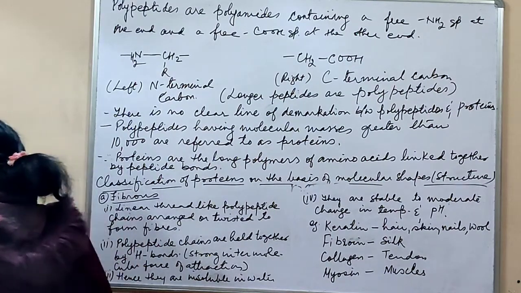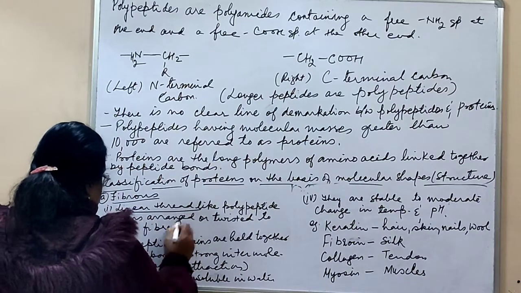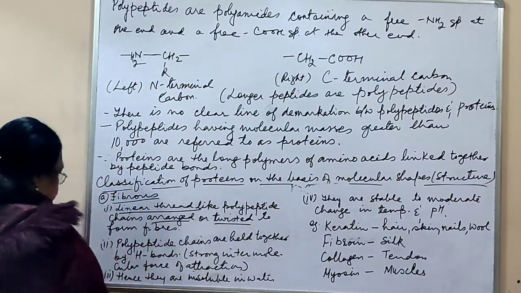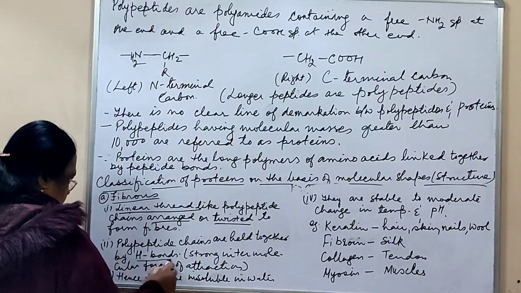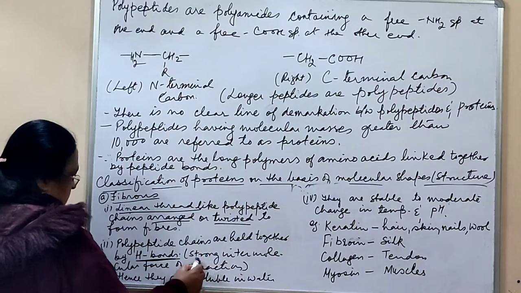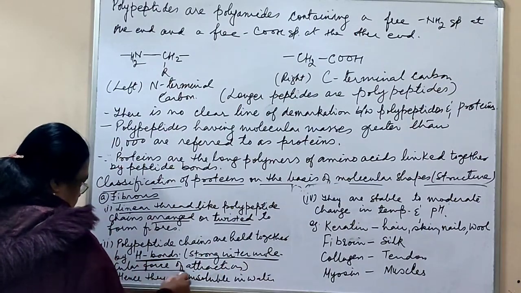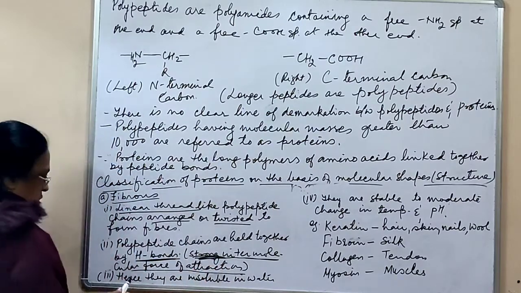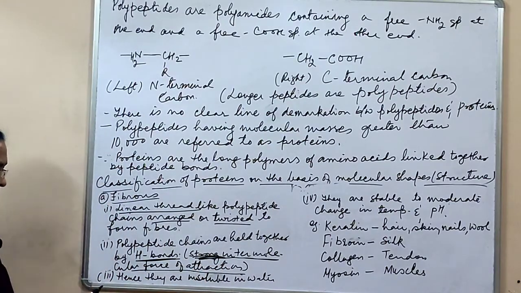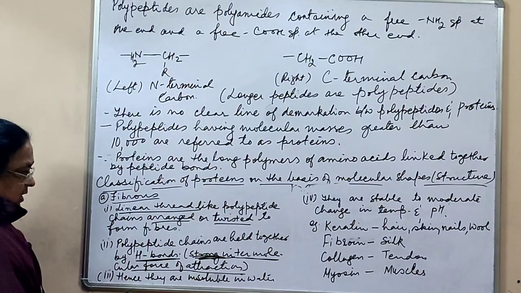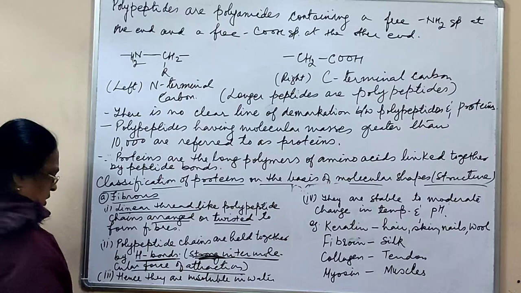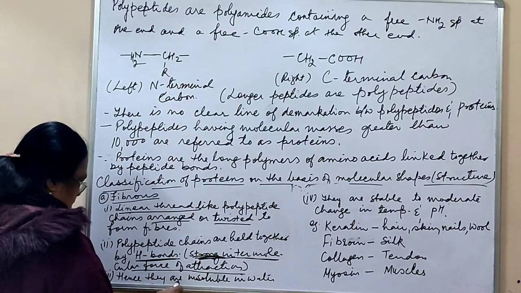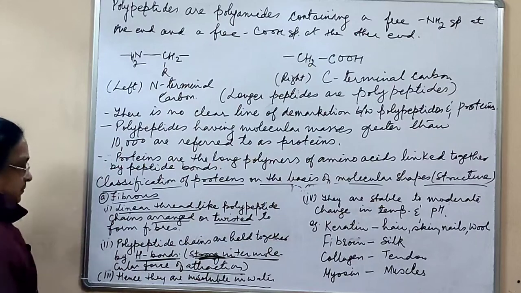So you have to mainly emphasize on linear threads, either arranged or twisted. Then polypeptide chains are held together by hydrogen bonds, but these hydrogen bonds are very strong intermolecular forces of attraction. So although they have hydrogen bonds, they are not soluble in water. You have studied that when hydrogen bonds are present, the compound is soluble, but protein is not soluble in water, although it has hydrogen bonds, because this hydrogen bond is very strong, so they are insoluble in water.